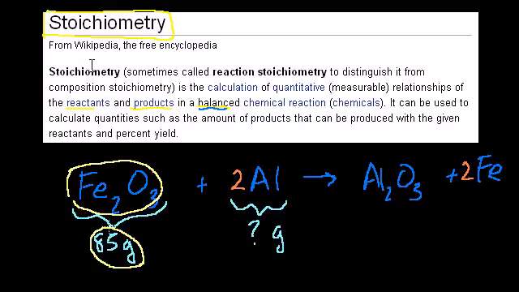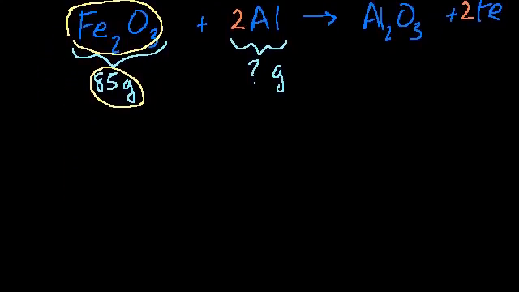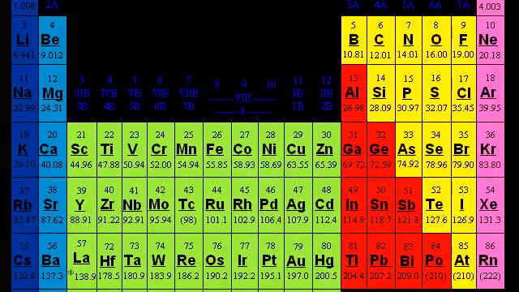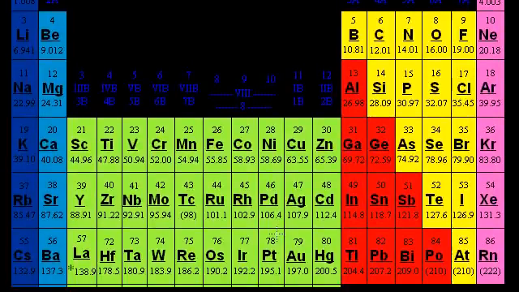So let's first figure out how many moles 85 grams are. What's the atomic mass, or the mass number, of this entire molecule? Let me do it down here. We have 2 irons and 3 oxygens, right? So let me go down and figure out the atomic masses of iron and oxygen.